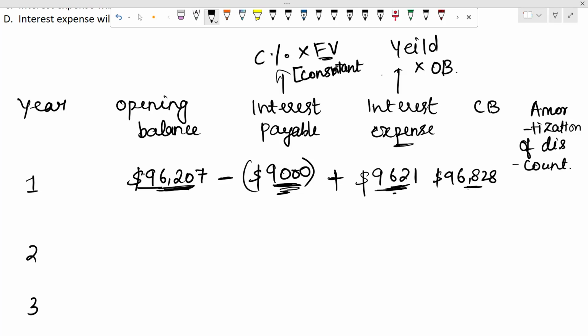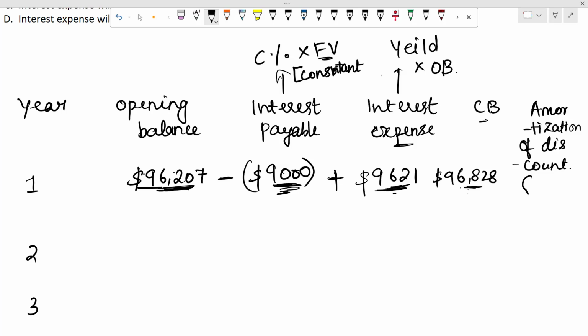This amortization of discount can be calculated using two methods. One is, it is nothing but the difference between the opening balance and the closing balance. What is the difference between closing balance and opening balance? Closing balance is 96,828. What is opening balance? 96,207. So 96,828 minus 96,207.